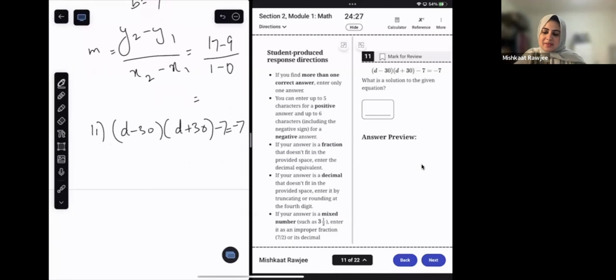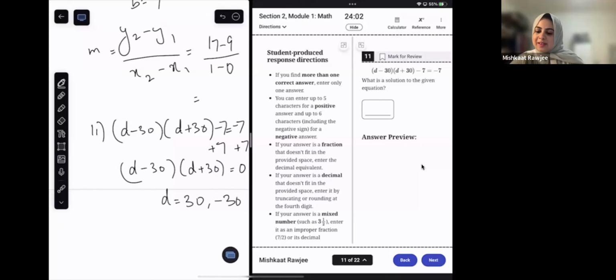We can actually add 7 on both sides to get rid of the 7. So they just become 0 on both sides. Now it's easy because we have 0 on both sides. So we do D minus 30 multiplied by D plus 30 equals 0. So now we have D in a normal form. So we can say D is either 30 or D is -30.